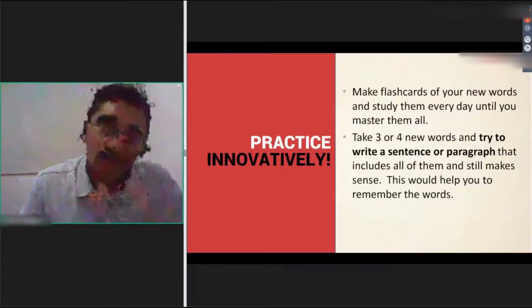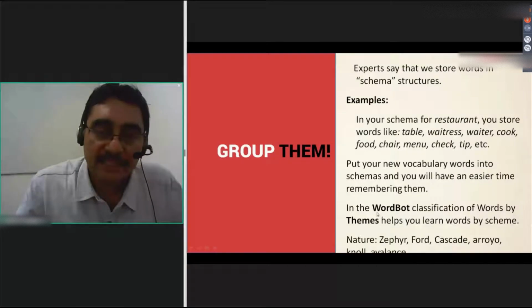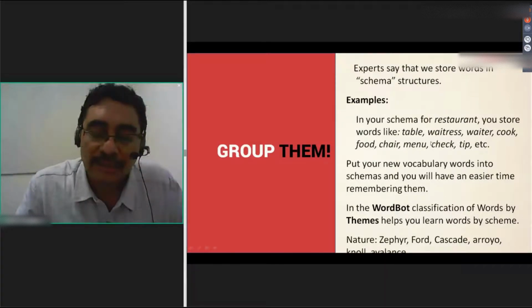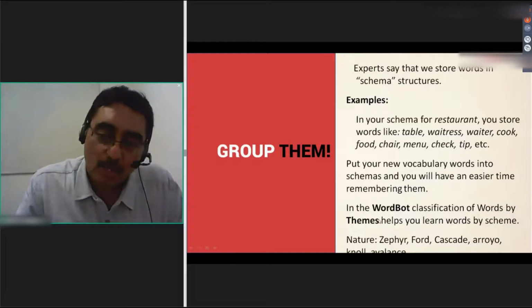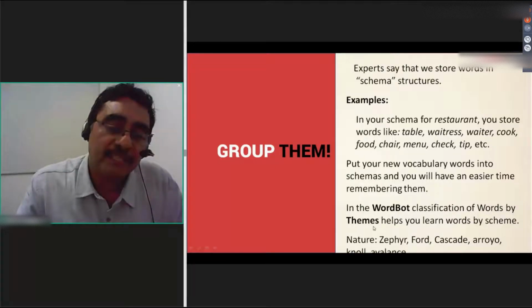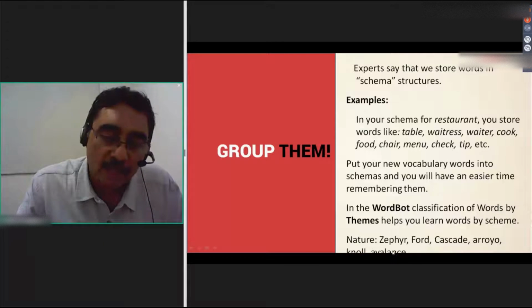Okay, so you could make flashcards of words that you find very difficult. So one of the best ways, as I just said, is learning by clustering, remembering words that are bound by a theme together, five or seven words, like criticizing, like praising. Learn them together. So in the WordBot app, the words are also classified by themes to help you learn related words together. For example, Zephyr, Ford, Cascade, Arroyo, Knoll, Avalanche. These are all words related to nature.